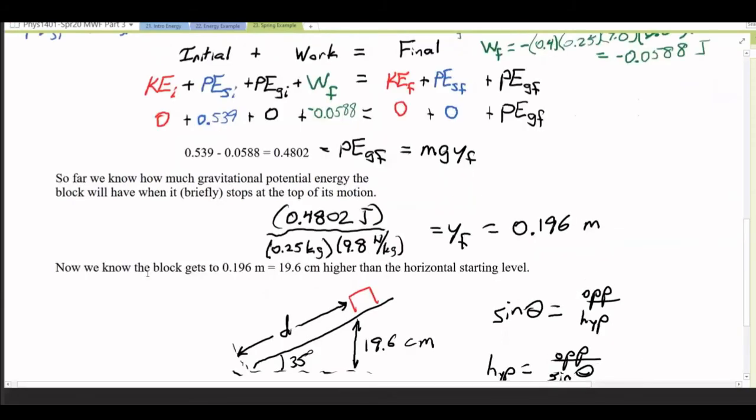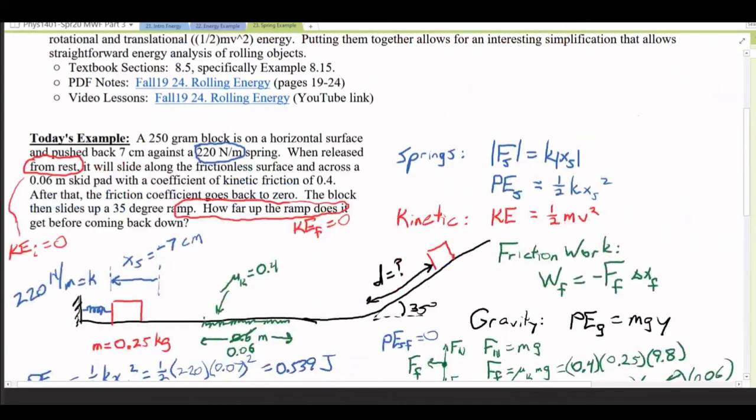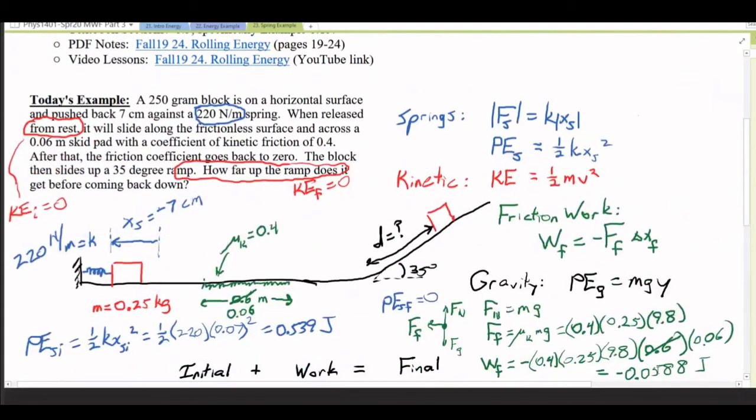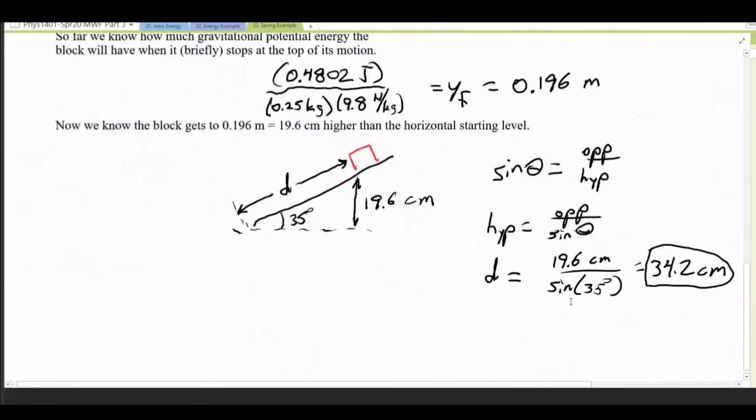So when this block is launched by the spring, it's going to have some fast velocity here. The skid pad's going to slow it down and take away this tiny little bit of energy. And then as it goes up the ramp, it's going to go slower and slower and slower till it gets to zero. And how far up the ramp does it go? We just calculated it: 34.2 centimeters up the ramp.